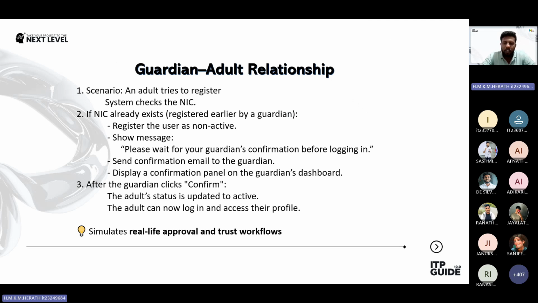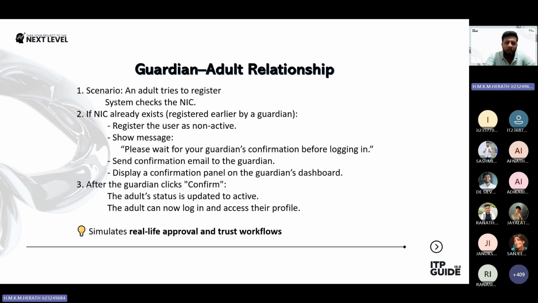Here is how the adult guardian flow works. When an adult tries to register, the system first checks their NIC number. If the NIC already exists as an adult, it means a guardian has already registered that adult. Then the system creates the account as non-active. Then the adult can see a message like, please wait for your guardian's confirmation.